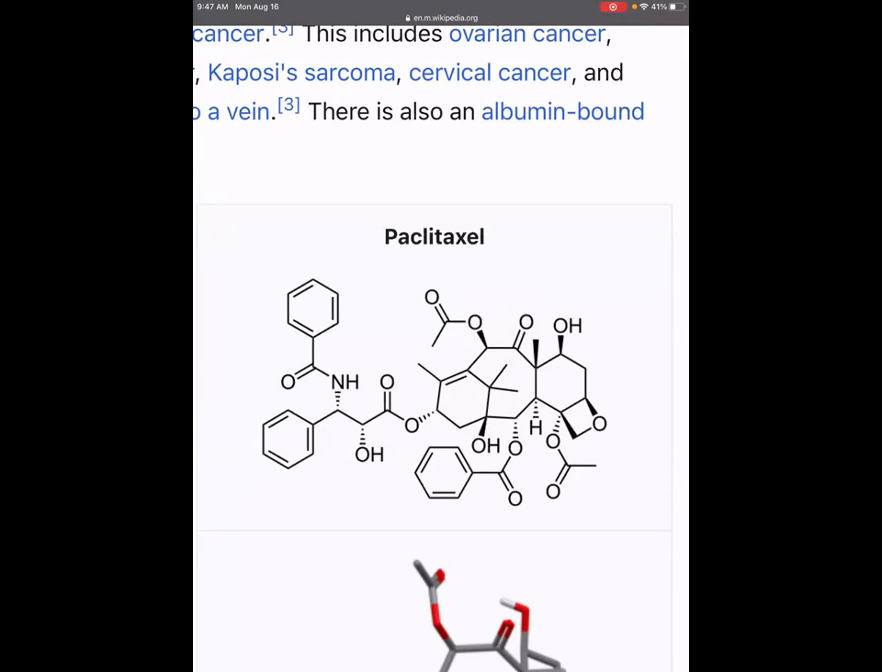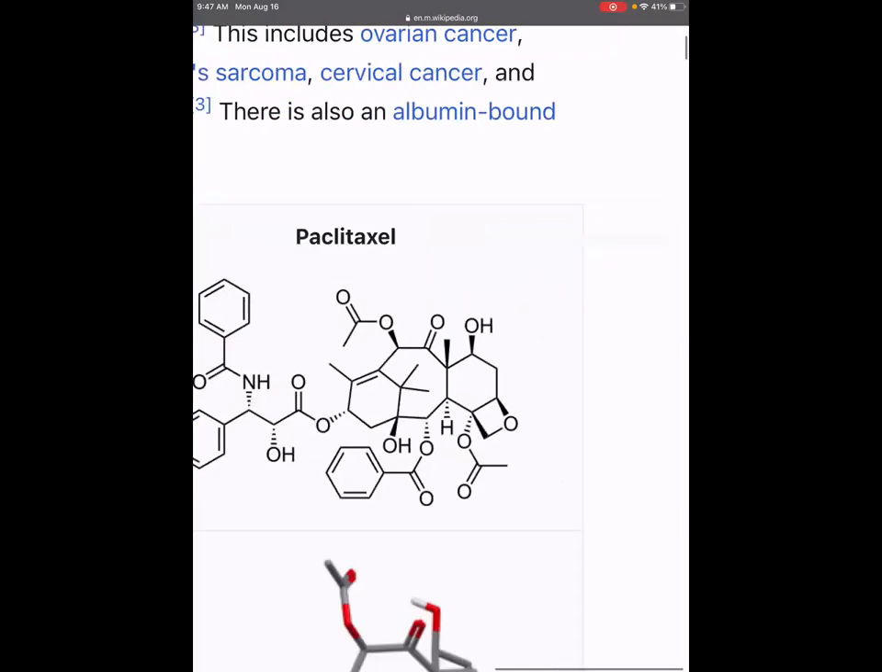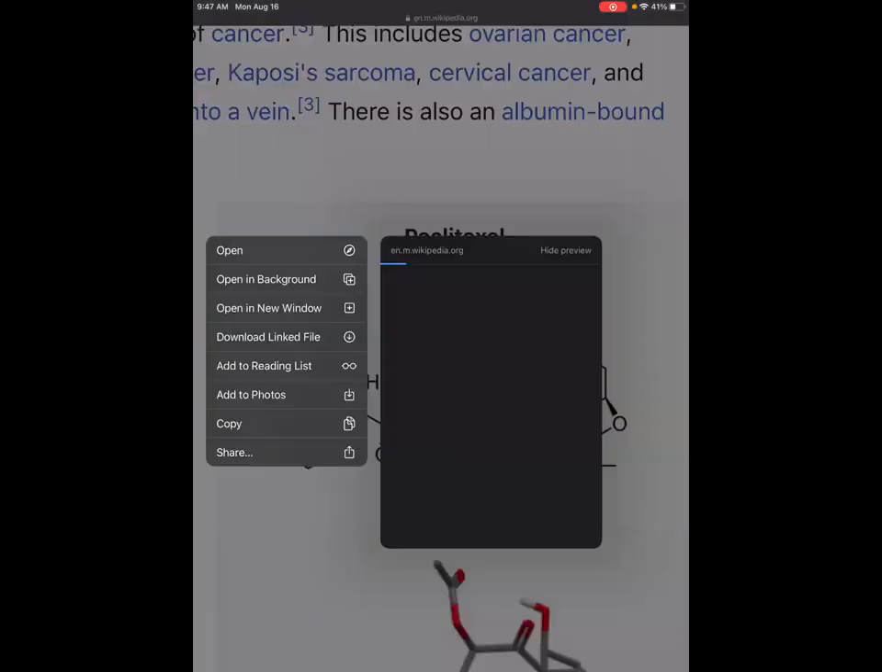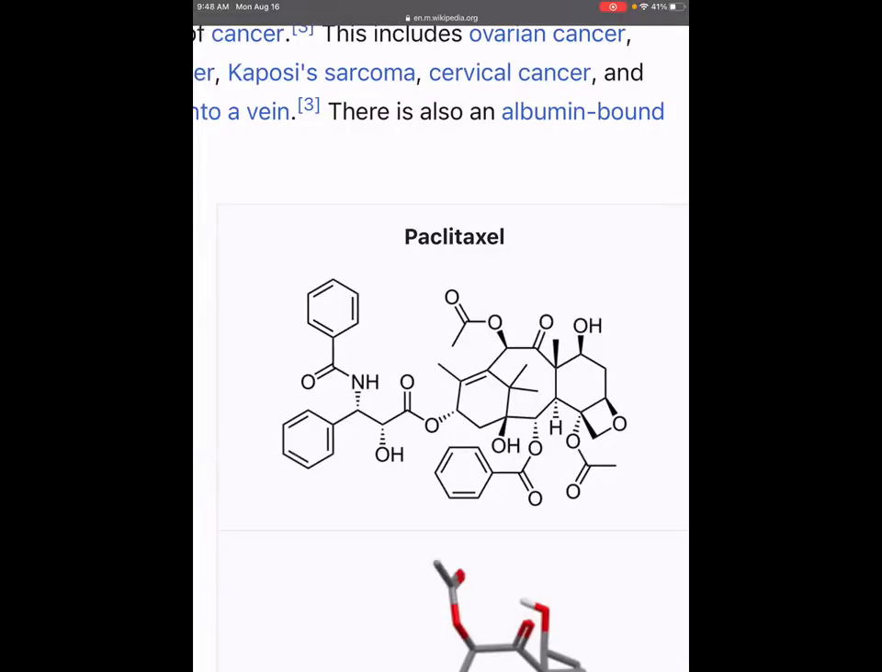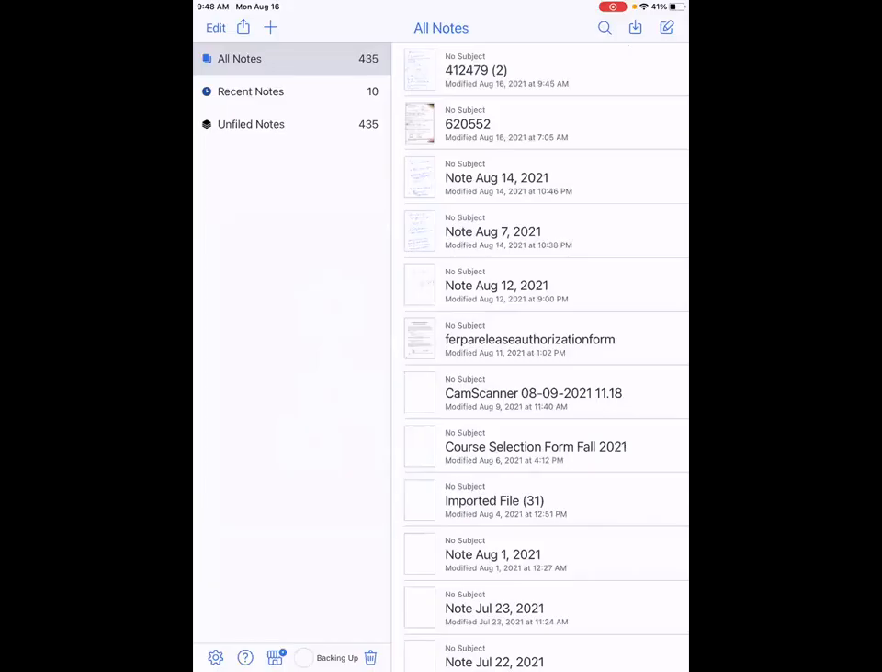If you notice, let me see if I can cut this. Let me put it in our, come on. If you notice in Taxol, chiral centers, come on now. Let me add another page and see if I can paste that into here.